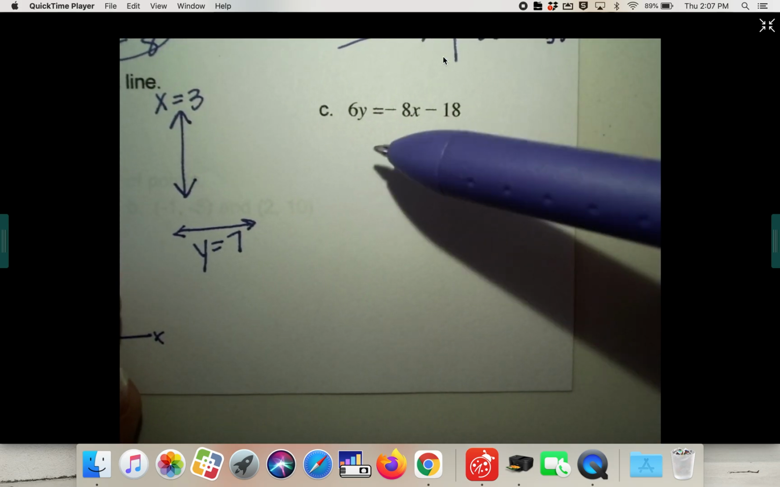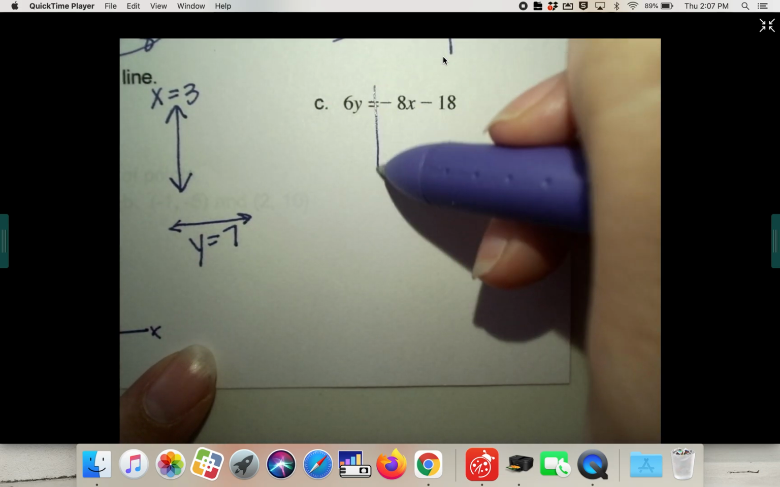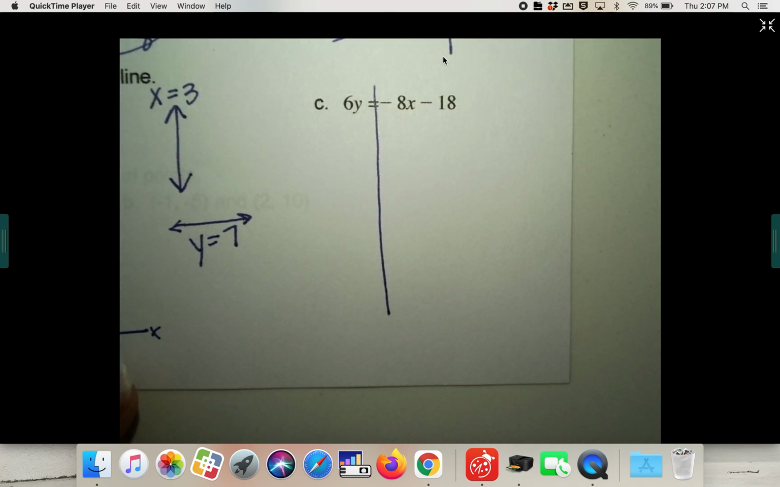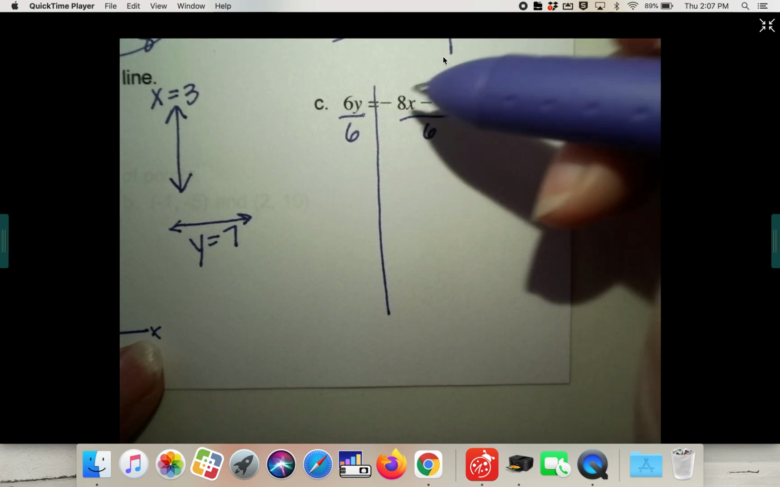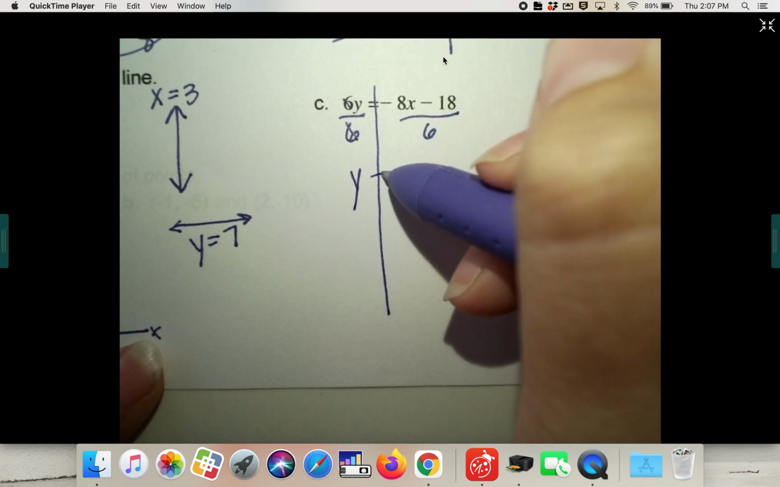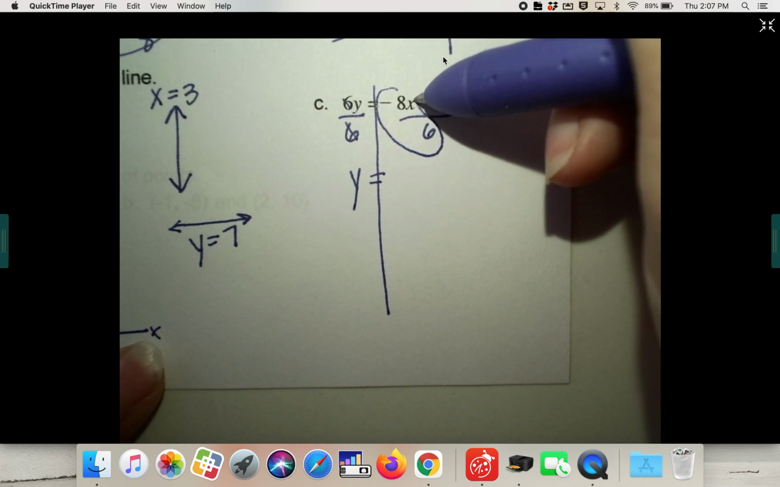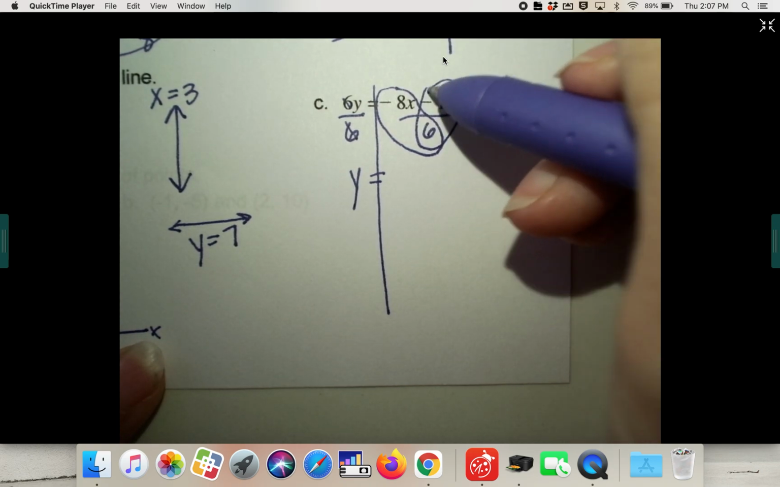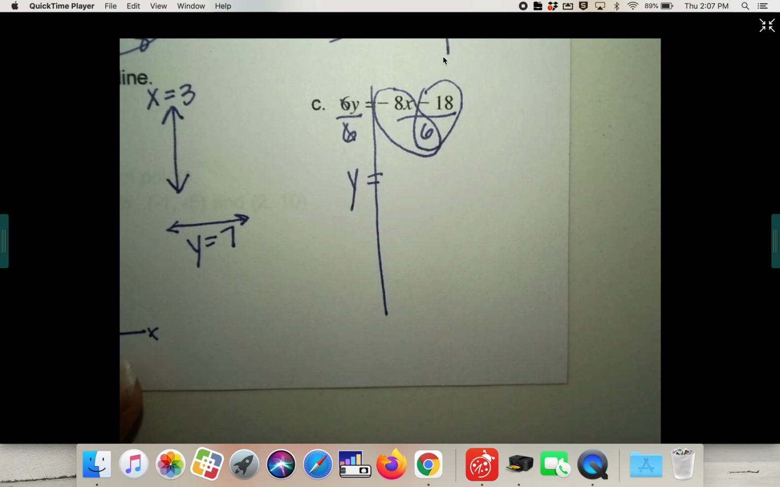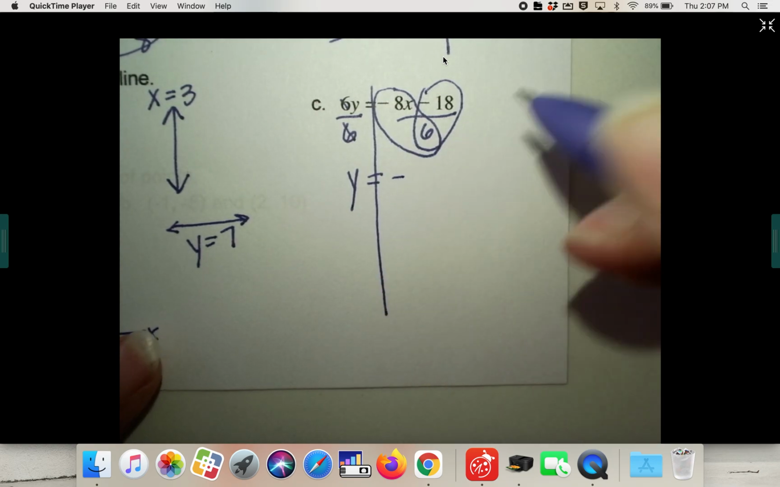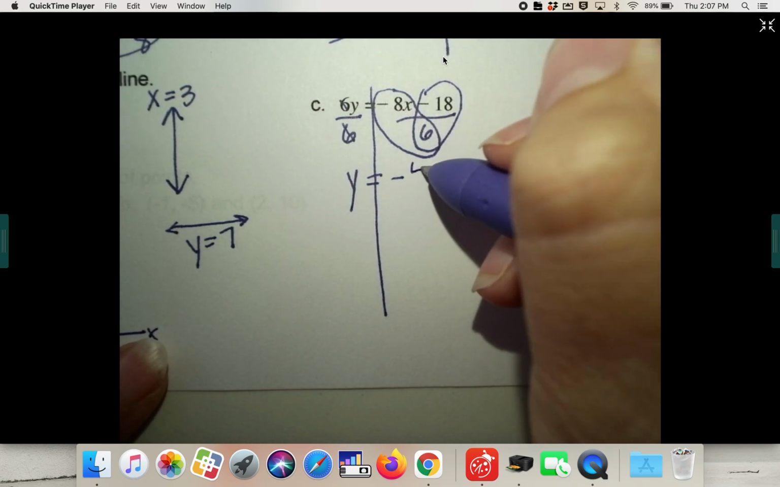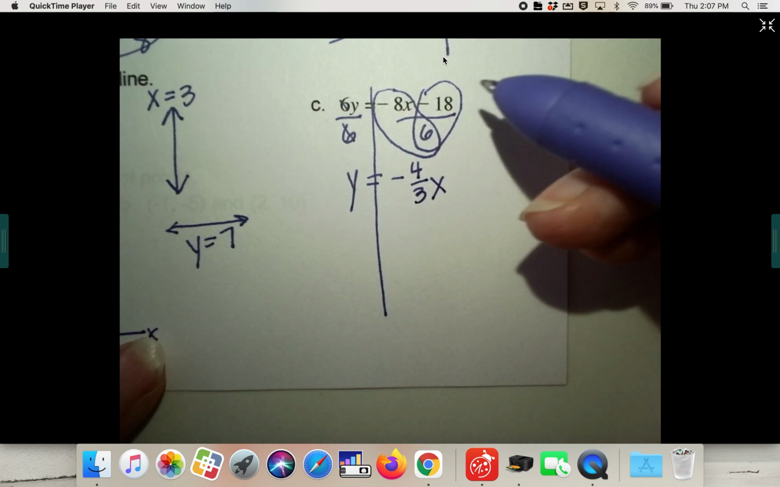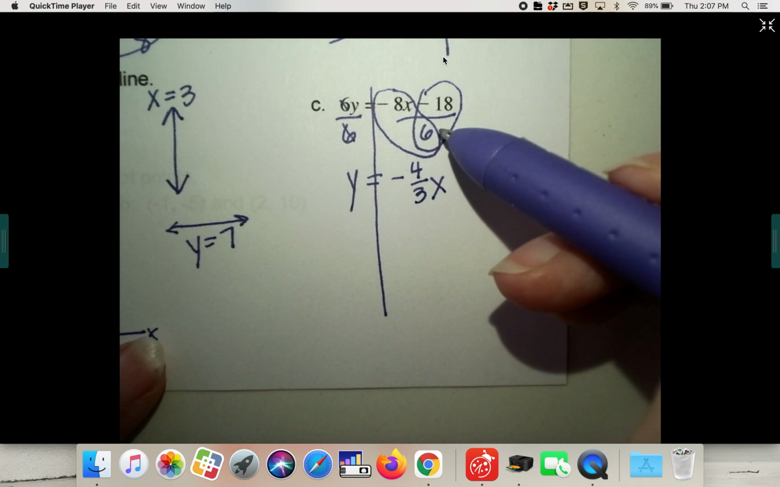All right, C has a y. This makes me happy. So we need to get y by itself. What you would do is divide both sides by 6. Cancel, cancel. Y is equal to negative 8/6, which simplifies, they both divide evenly by 2. So that'd be 4/3 x, don't forget your x. And then negative 18 divided by 6 comes out evenly, it'd be negative 3.